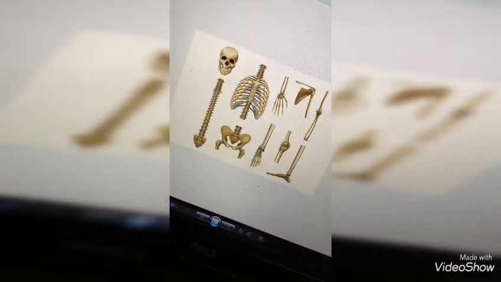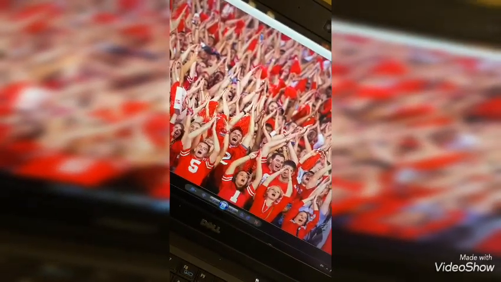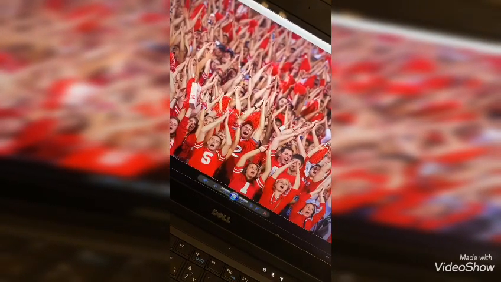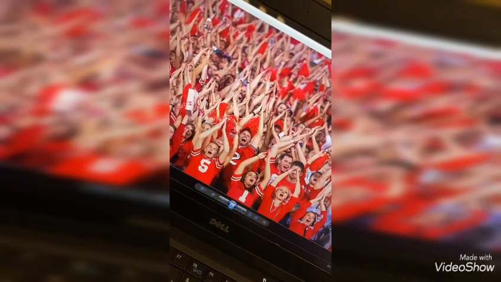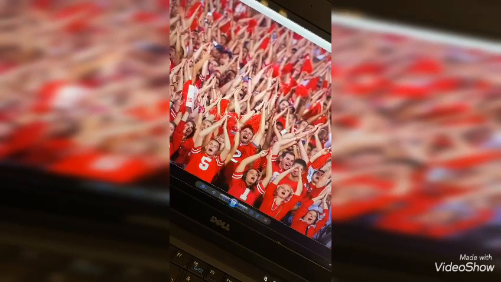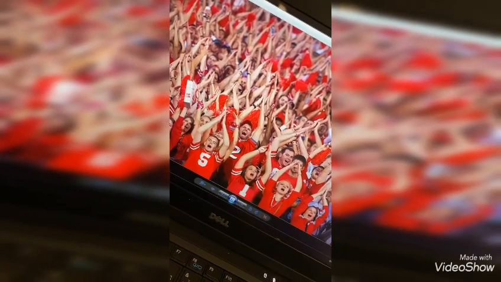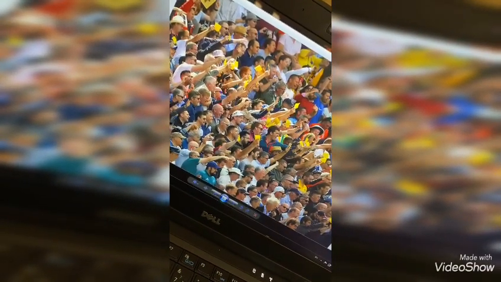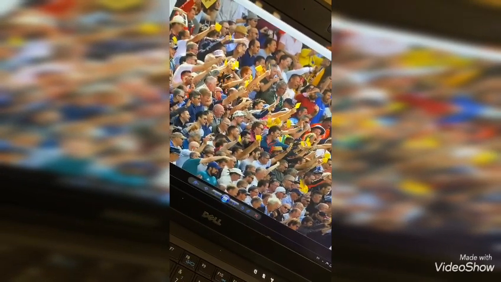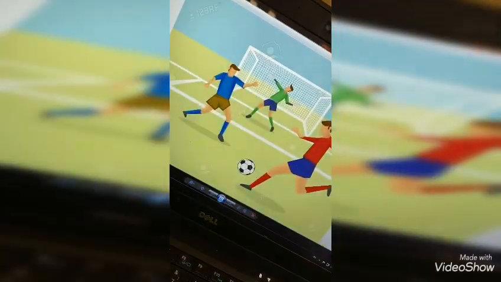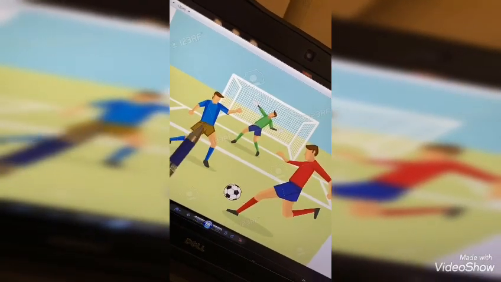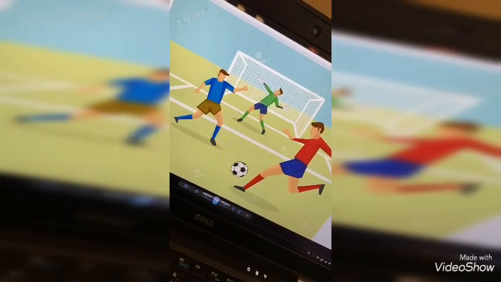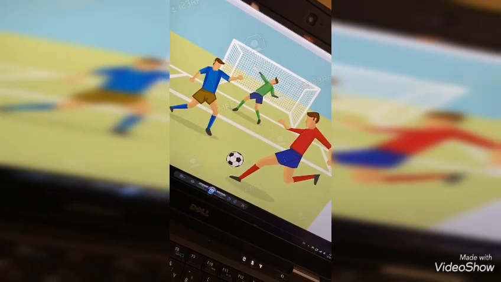This word, what is this? Bones. And this word, fans. What are they doing? They are cheering. Crowd. Crowd means a gathering. This player is a defender. A person who defends or tries to stop the ball.